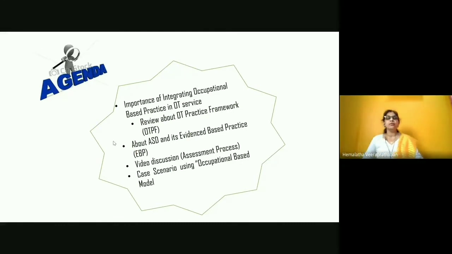Following that, we are going to see a brief overview of evidence-based practice in spectrum disorder. Then we'll have a small video assessment and discussions to improve your observation and your structured and unstructured assessment process in a free play environment. Finally, I will conclude by sharing a case scenario to make you aware of the documentation process.